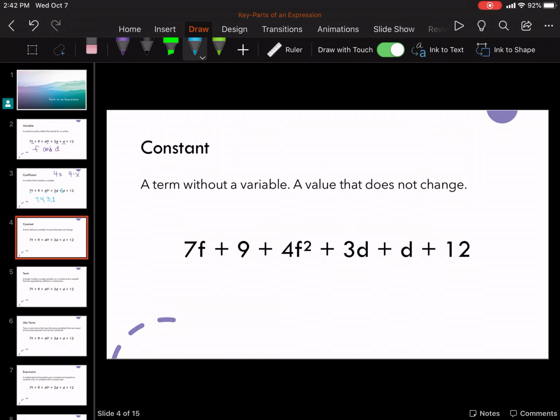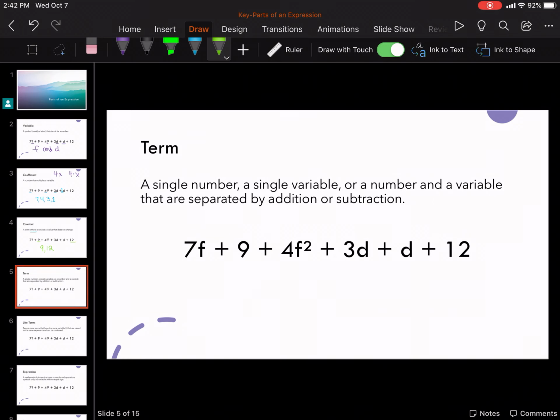So constant is a term without a variable, a number that doesn't change. It is constantly going to be the same number. So you're not multiplying it by anything. It's the number by itself. So in this situation, we have 9 by itself. 7f has a variable, 3d has a variable, d has a variable, and then 12. So our constants are 12 and 9. It's the number without a variable. It is a constant.